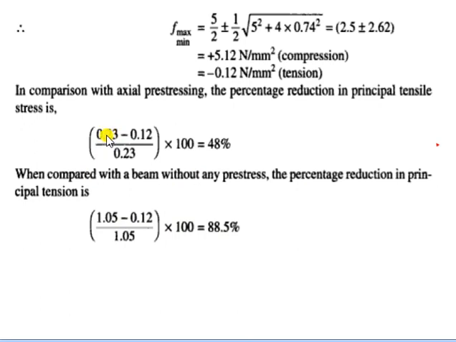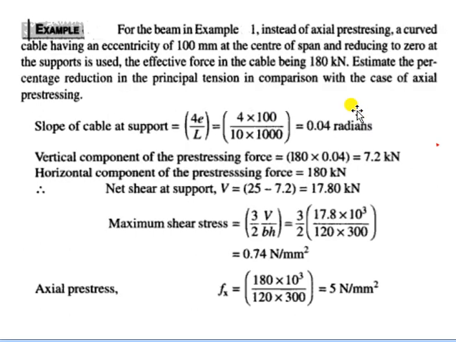So point 3 was the result of the straight cable, and point 1 is the result of the curved cable. Here we have compared the reduction in principal tensile stress when we provide a straight cable and when we provide a curved cable.